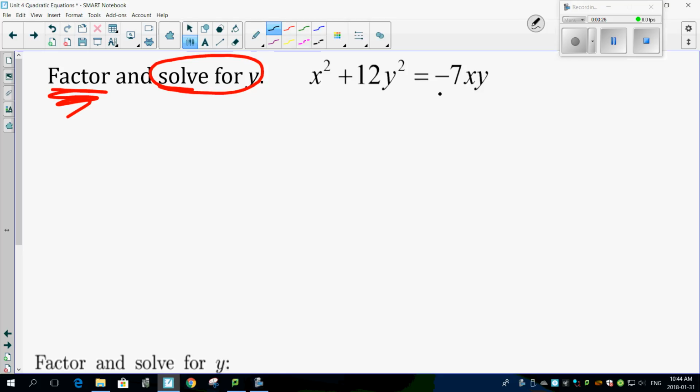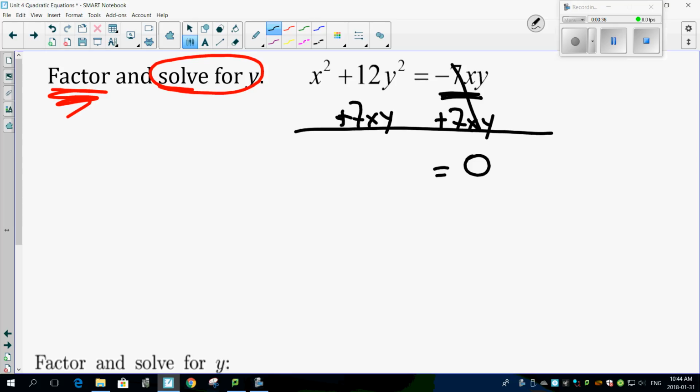Simple. First things first. Bring this guy over, okay? Add 7xy to both sides, canceling that. There's your 0. But your original terms now have an x squared plus a 7xy plus a 12y squared in it. So you have y in your question. Y doesn't just cancel out in this one. Well, does it make it any more difficult?